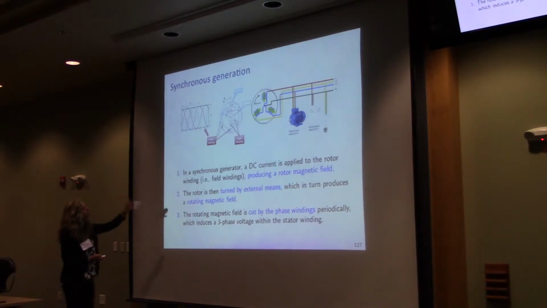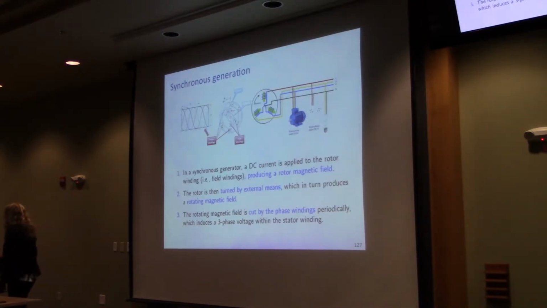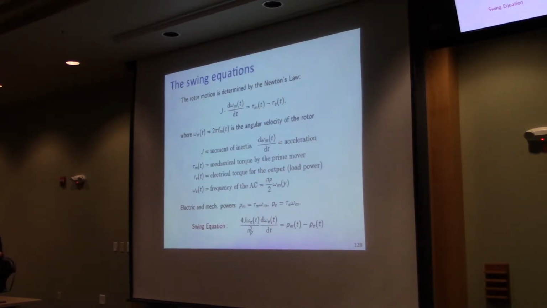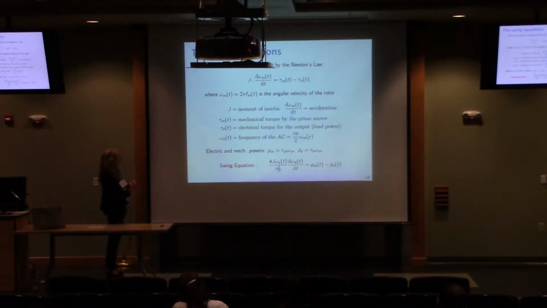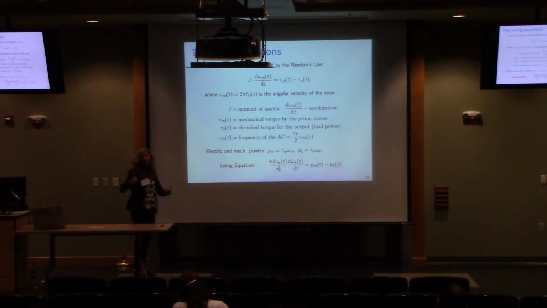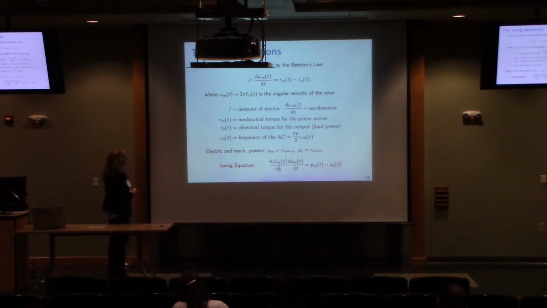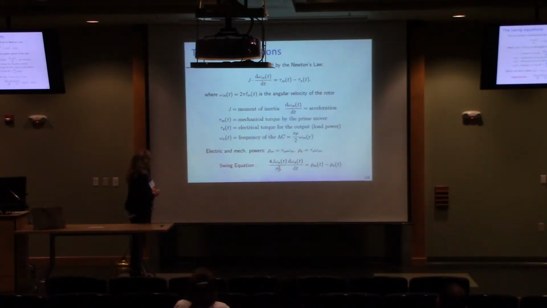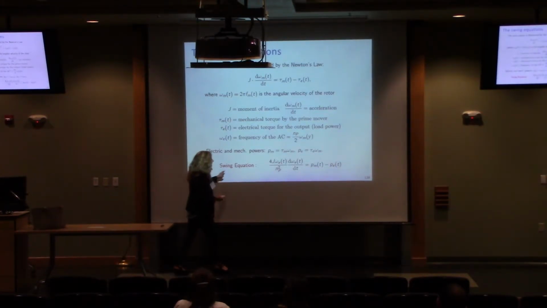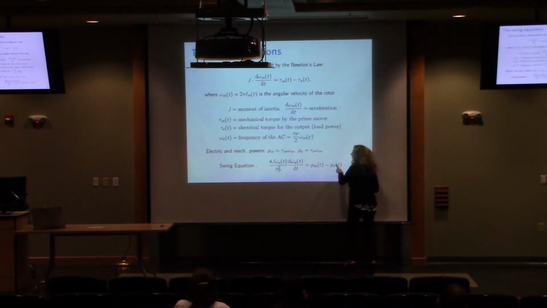Okay, so the all-important thing is that you have to find some means of rotating this rotor, and that's where the fossil fuels come in. You just burn stuff, produce vapor, and then you turn the turbines, right? So there are these equations called the swing equations that tell you essentially what is the difference between the mechanical energy and the electrical energy. You would like to have balance, right? You would like the mechanical energy and the electrical energy to be equal, right?